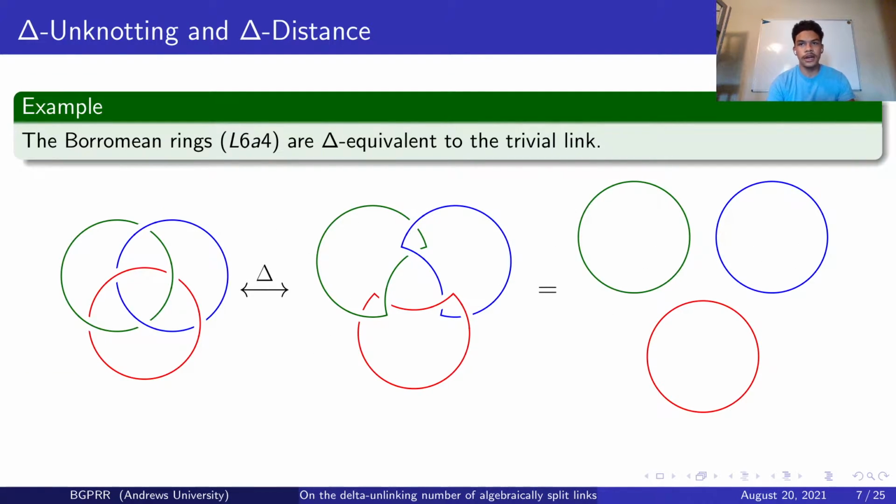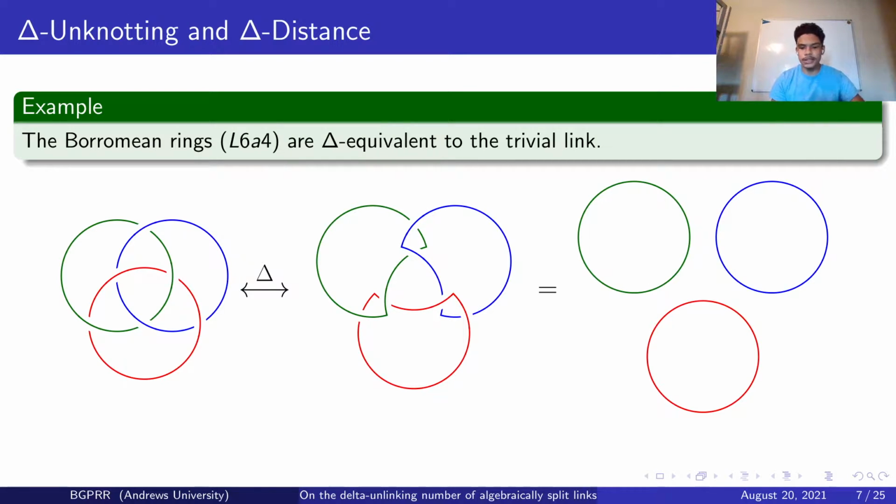So this is understood for knots and well studied, but let's look at it in the context of links now. Given an example, the Borromean rings, or L6a4, we see that this link is also delta equivalent to the trivial link, where we can perform a delta move here on the center, which gives us this corresponding diagram, in which we can then free all the components from each other by simply pulling them away from each other, giving us the trivial link.